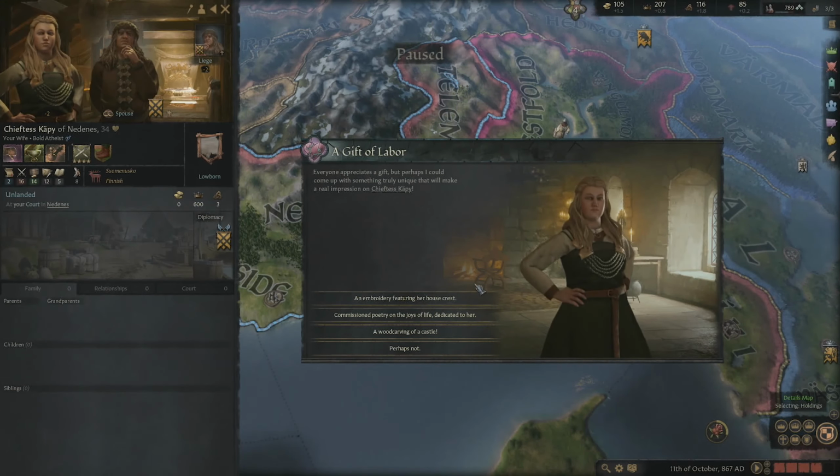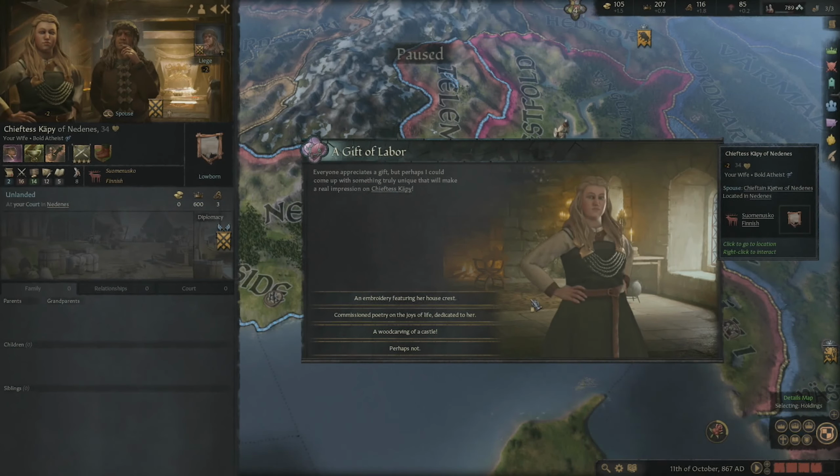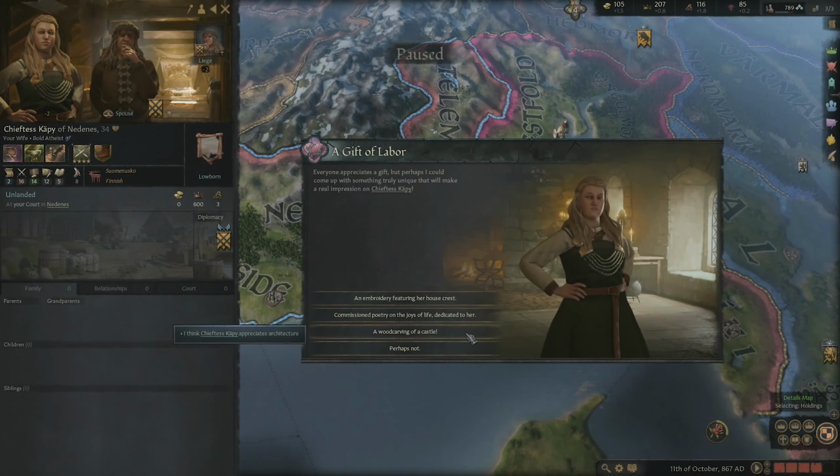Now, Chieftess Copy. We can give her an embroidery featuring her house crest. We can commission poetry on the joys of life dedicated to her, or we can give her a wood carving of a castle. Now, each of these, it doesn't tell us whether or not we would succeed or if it would make her like us more. None of these should cost us money because it would tell us if it costs us any money, so hopefully that will not be an issue.